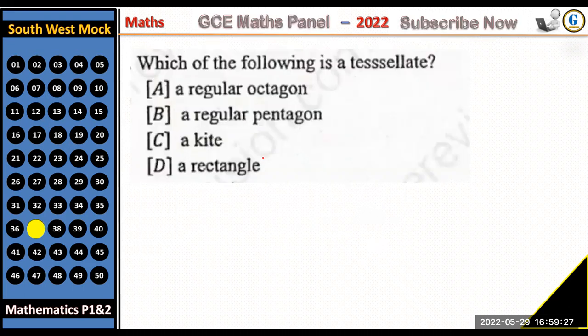Question 37. Which of the following is tessellate? What do you mean by tessellate? Tessellate means you can use the shape and group them together to form another set of shapes that can be used, for example, like tiles. That's a very practical example. You can combine them to form some sort of tiling on the floor and so on.